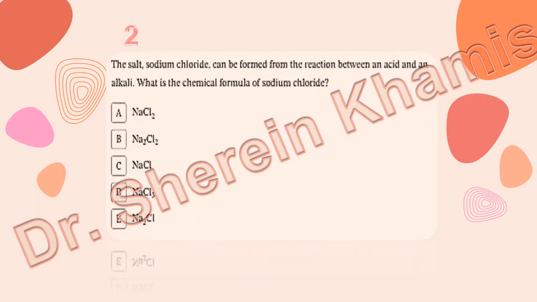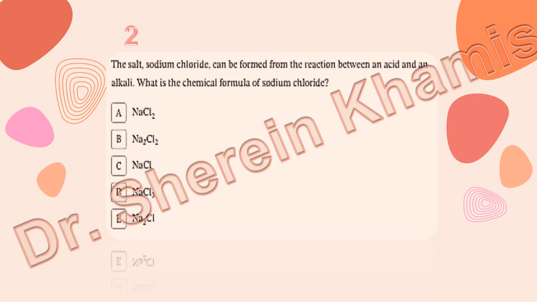Question 2 says that the salt sodium chloride, which you know is the table salt in our home, can be formed from the reaction between acid and alkali. What is the chemical formula of sodium chloride? What is the reaction of acid and alkali? Acid means any substance that starts with H, or starts with positive hydrogen. So we call it acid.